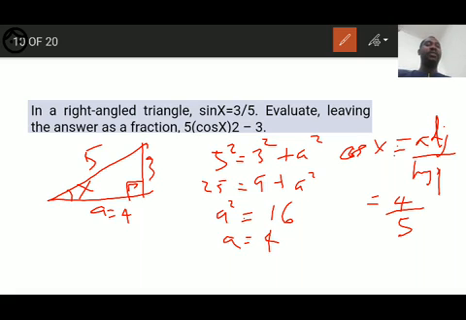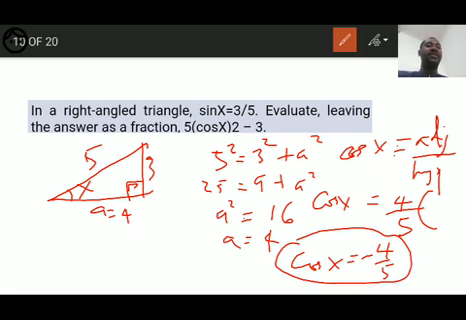So if x is an acute angle, I will just simply say that cos x is 4 over 5. But if x is an obtuse angle, then I will introduce a minus, and say cos x is equal to minus 4 over 5. Please don't forget this. If the angle is an acute angle, cos x is 4 over 5. But if the angle is an obtuse angle, which are angles greater than 90 but less than 180, it means that your cos x is minus 4 over 5. But in this question, I am going to be working with an acute angle.